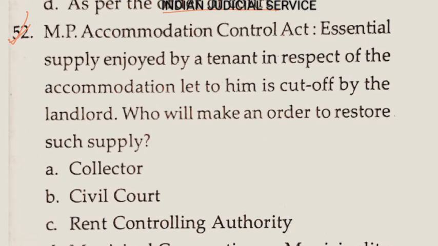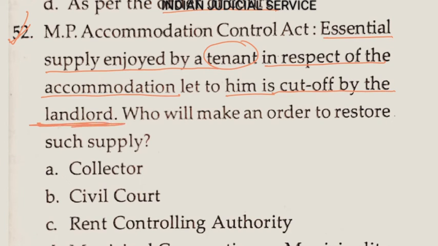Now question number 52, MP Accommodation Control Act: essential supply enjoyed by a tenant in respect of the accommodation let to him is cut off by the landlord. This is very important here: essential supply which is provided to the tenant is cut by the landlord, and who will make an order to restore such supply? So who will give the order? The order is given by the rent controlling authority. So the answer is option C.